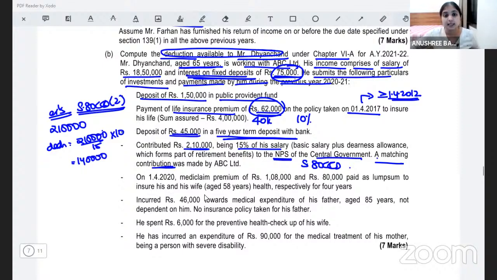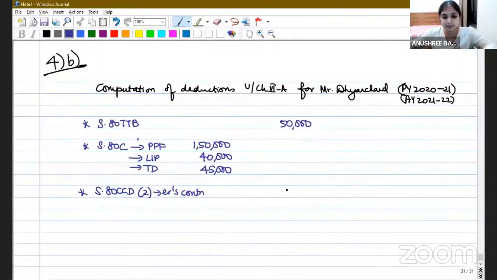I'll repeat again. 80CCD subsection 2 says, employer makes a contribution to NPS. If employer is central government, 14% of salary deduction you will get. If employer is not central government, 10% of salary you will get as deduction. Salary means basic plus DA forming part. Don't consider commission. Just basic plus DA forming part. So the contribution which my employer has made here is 15%. But only 10% will be allowed as a deduction. So we cross multiply. 80CCD subsection 2 deduction will be 1,40,000.